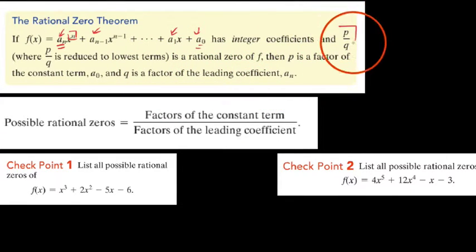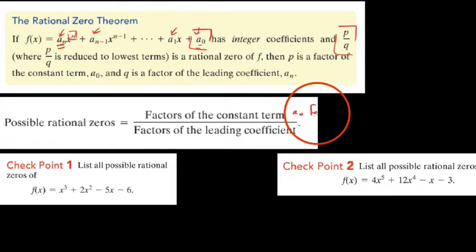So basically, we're going to make a list of numbers that are of this form, p over q. And everybody gets bent out of shape after reading this the first time. They're like, that's really confusing. But what we're going to say here is this: p represents all the factors of your constant term, a sub 0. So we have a sub 0 factors. And we're going to list those over all the factors of the leading coefficient, which is a sub n. So a sub n factors.